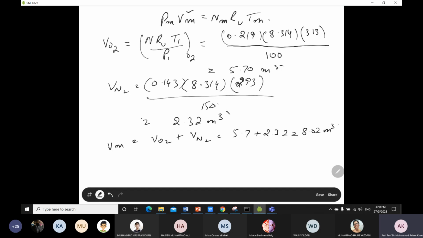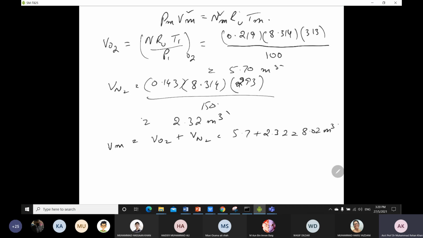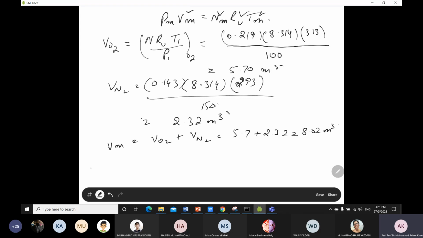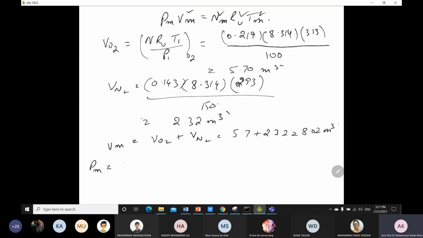Okay, so we have all the terms with us: Vm value, Nm value, Ru value, Tm value. So from here we can easily find the value of mixture pressure, which is equal to Nm Ru Tm over Vm, and we just plug in the value 0.362 kilomole for the mixture.